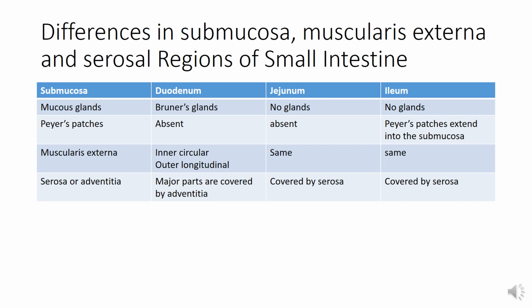And what is the difference between serosa and adventitia? The histological difference is that serosa consists of connective tissue plus blood vessels, nerves, lymphatics, and a layer of mesothelium, while in the adventitia, the layer of mesothelium is absent.